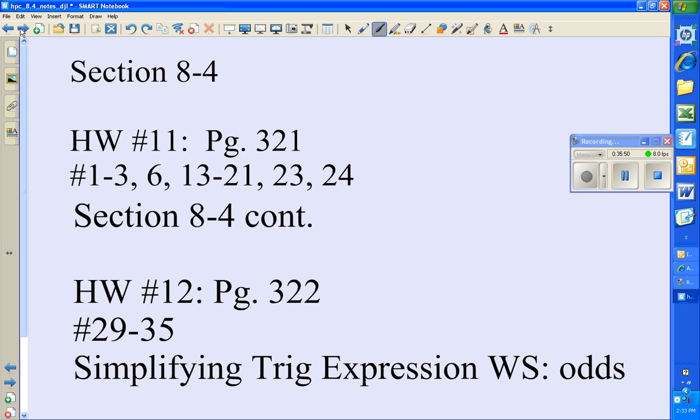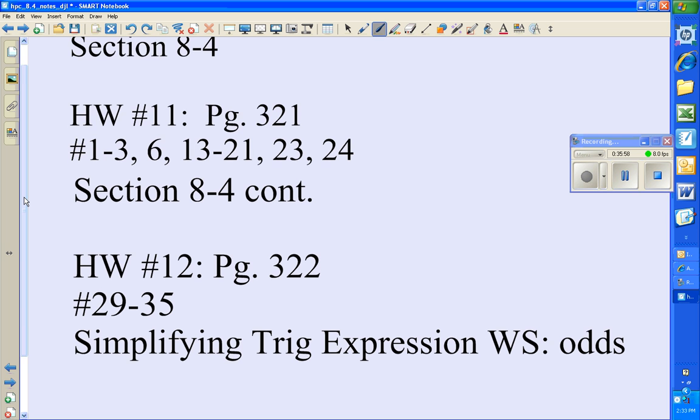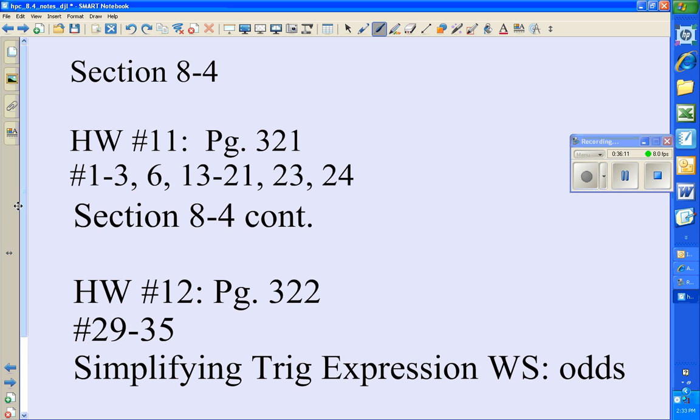This is the assignment here. If you haven't finished off 8.4, I think we're on this one here, right? No, we're on 8.4, we're on 8.4. Okay, then this is 8.4 right here.